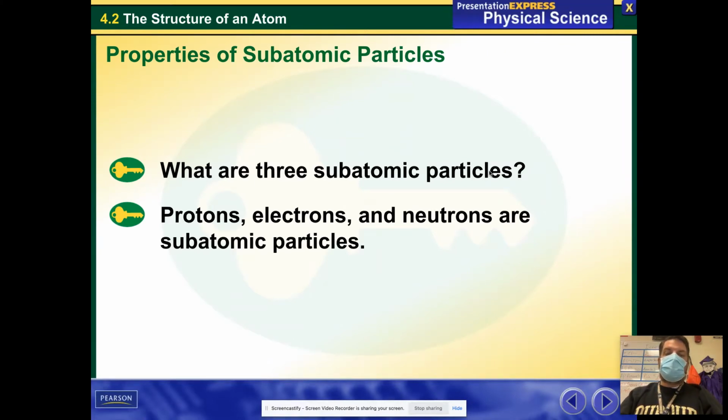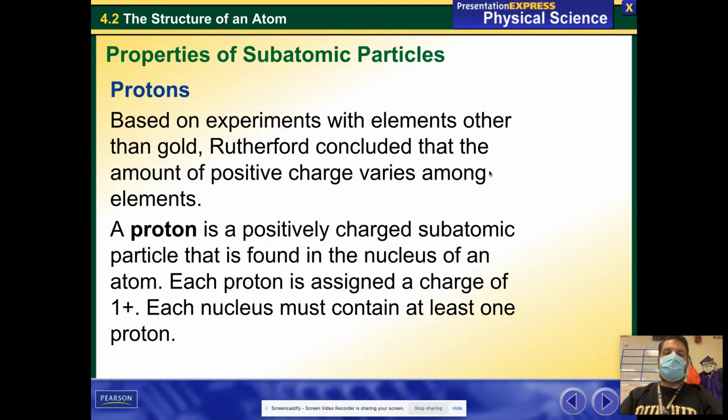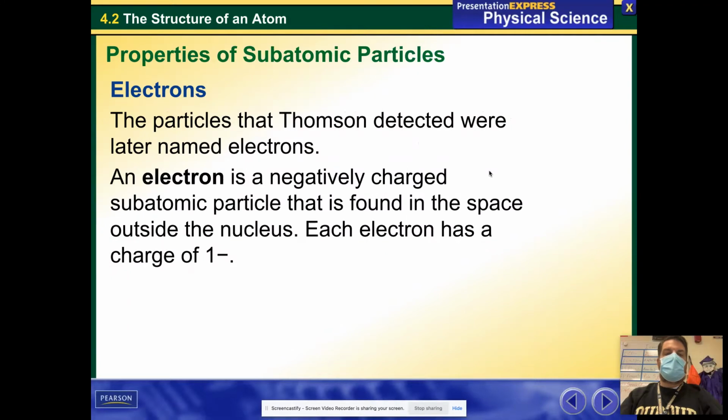So today we're going to talk about protons, electrons, and neutrons and subatomic particles. Protons, based on the experiments, Rutherford concluded the amount of positive charge varies among elements. So different elements had more of a positive charge and some had less of a positive charge. A proton is a positively charged subatomic particle that's found in the nucleus of an atom. Each proton is assigned a charge of +1. Each nucleus must contain at least one proton. So hydrogen is the smallest atom that we got, has one proton in it.